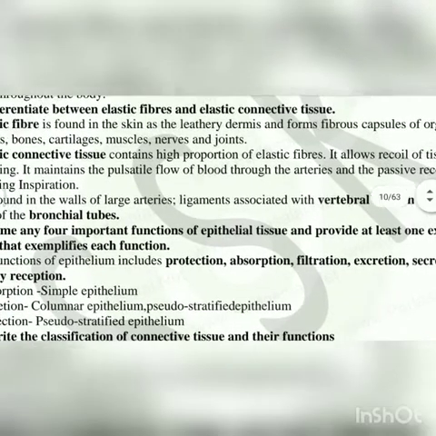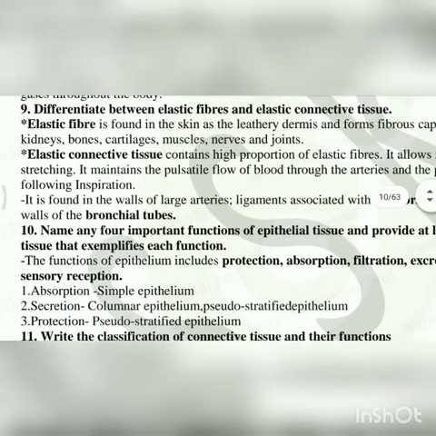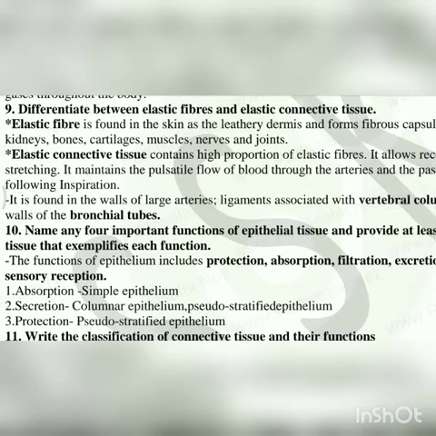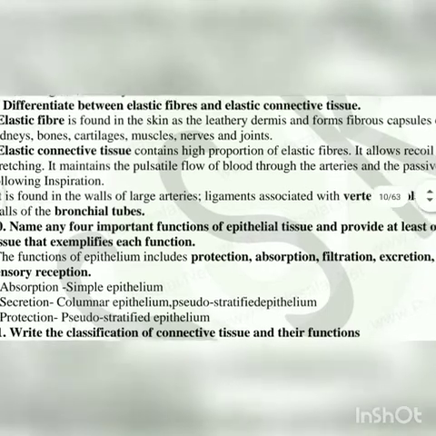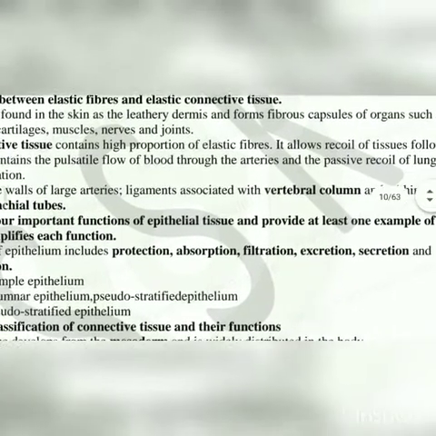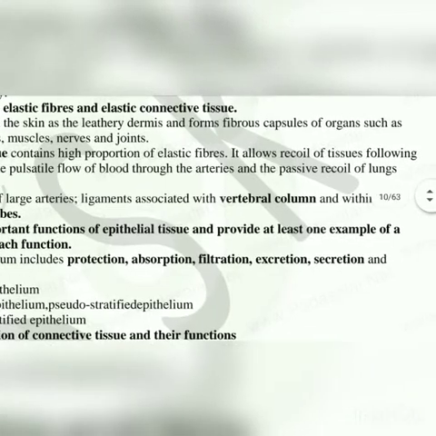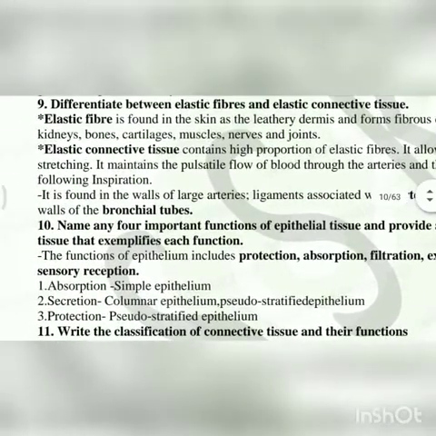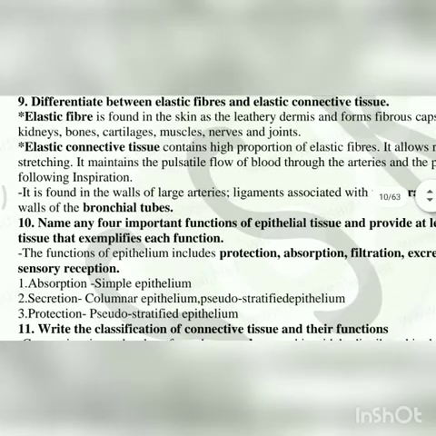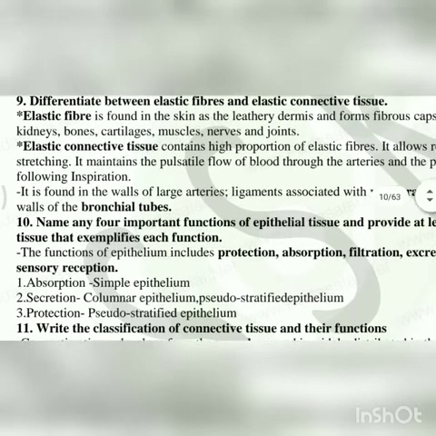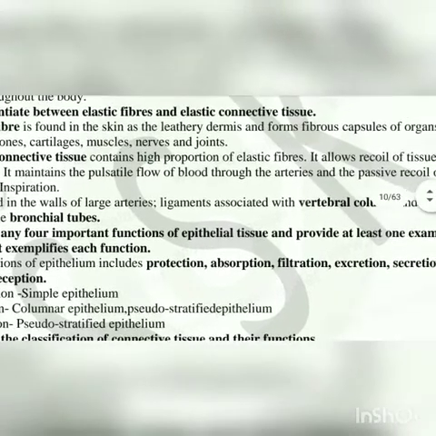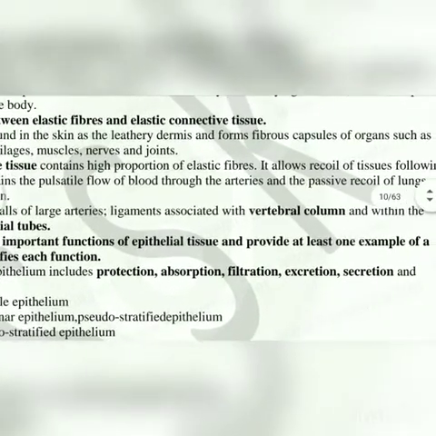This contains a high proportion of elastic fibers. Elastic connective tissue has many fibers. It allows recoil of tissues. What is recoil? Once elasticity has happened, it comes back to its original position following stretching. It maintains the pulsatile flow of blood through the arteries and passive recoil of the lungs following inspiration. So when blood goes in, it expands, and once it passes, it recoils to its original position.